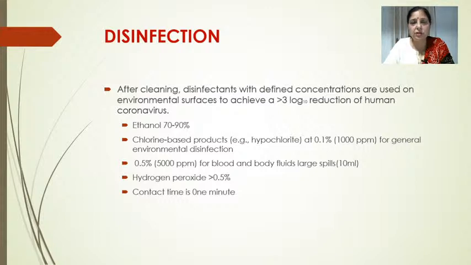Now, if we use these disinfectants like ethanol and chlorine based products, it will achieve about a 3 log reduction in the human coronavirus, but only if it is used properly. So ethanol, once again I say, it is the concentration above 60%, so 70 to 95% can be used. Chlorine based products can be used, that is hypochlorite, which is used commonly, that is 0.1% for environmental disinfection. 0.5% we use for blood and body spills. Hydrogen peroxide can be used at 0.5% with a contact time of 1 minute.